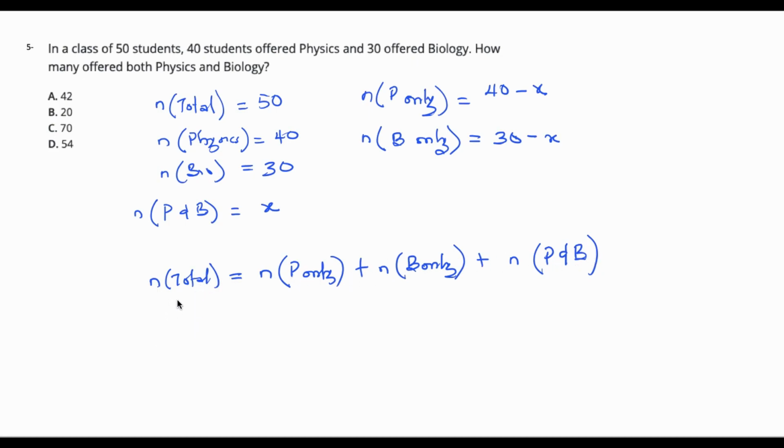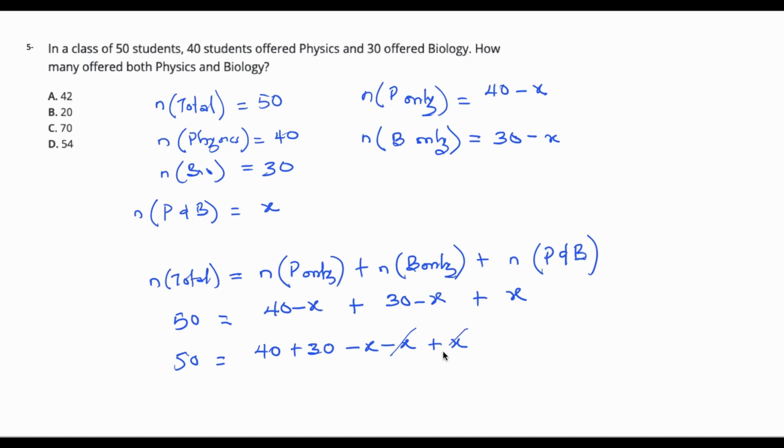So if we substitute this for what we have here, we would have that the total number of students is 50. So we have 50 equals the number of students that offer physics only, 40 minus X, plus biology only, 30 minus X, plus those that offer both physics and biology, which is X here. So 50 equals 40 plus 30. If we collect like terms, we have minus X plus X.